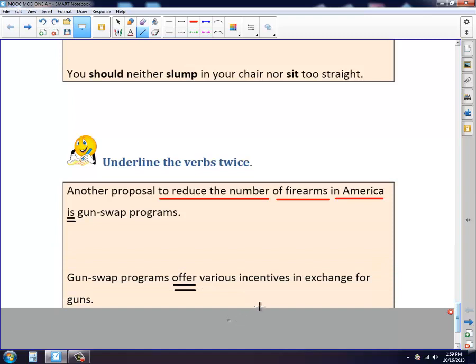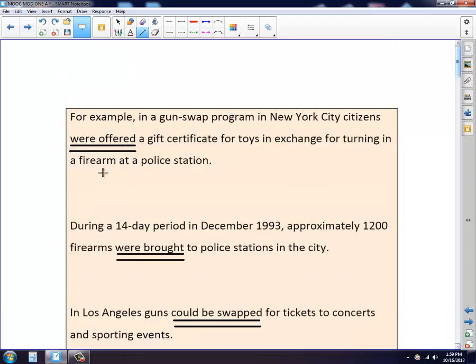Gun swap programs offer various incentives in exchange for guns. In exchange for guns are both prepositional phrases. For example, in a gun swap program in New York City, citizens were offered a gift certificate for toys in exchange for turning in a firearm at a police station.